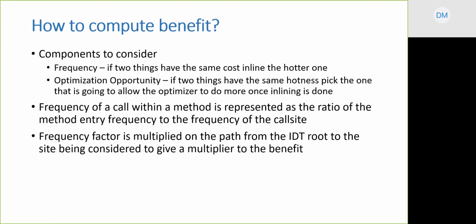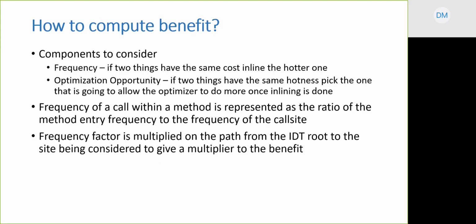So in the formulation that Eric has, the frequency of a call within a method, we have to derive a frequency ratio. The ratio is derived as the ratio of the method entry frequency to the frequency of the call site. And in Java, we're doing this just with the standard profiling infrastructure that we would normally use to set block frequencies. So the APIs for doing that already exist in OMR. That ratio can be calculated.